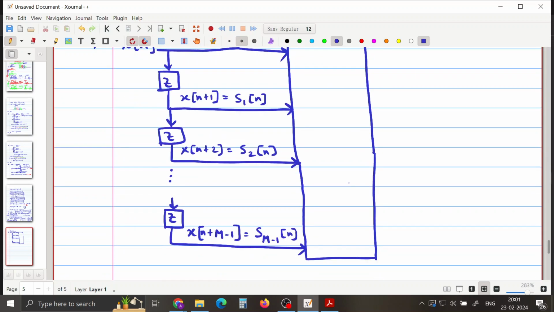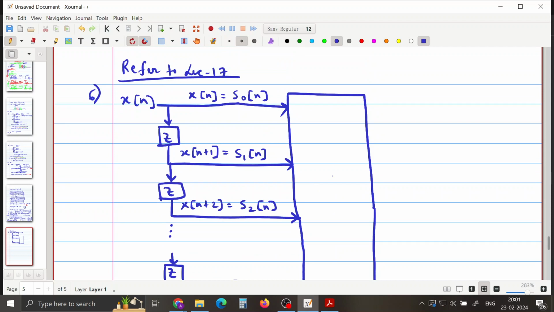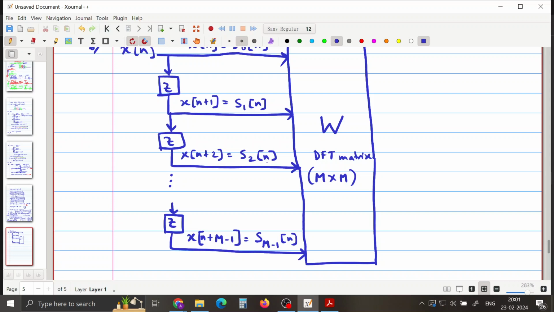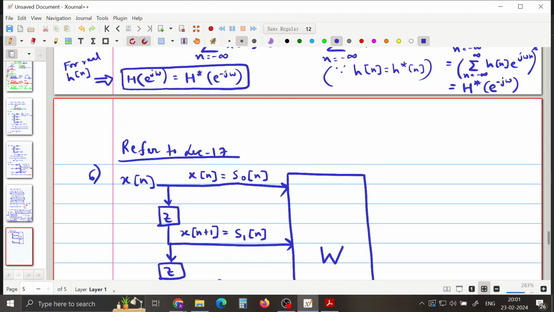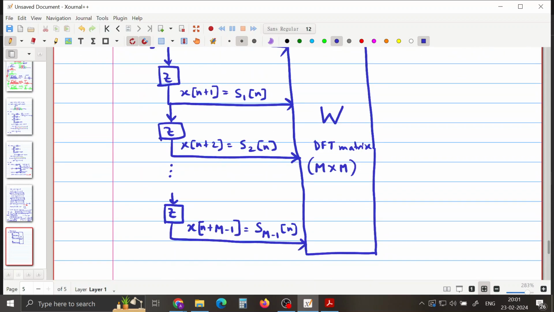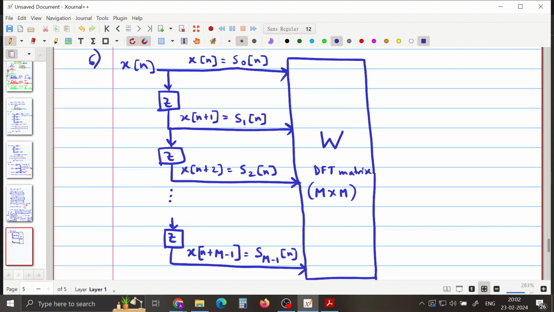It's a vector which is fed to a DFT matrix W. W is your DFT matrix and it is of dimension m cross m. Because the input vector is of dimension m cross 1, there are m branches. So it's a square matrix by property of the DFT matrix, and there are other properties too, like orthogonality, unitary, and so on. Therefore it has to be of dimension m cross m to act on a vector of dimension m cross 1.